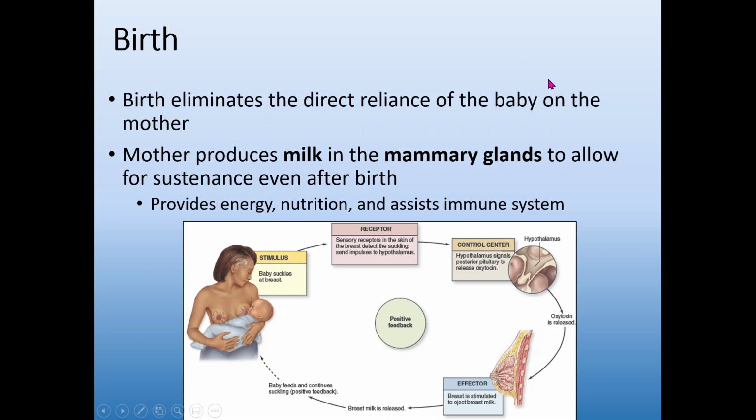All right. So birth is, of course, the final stage of gestation. This is where we are going to sever the direct reliance on the mother for all of its nutrition, oxygen, all of that. During gestation, all of that's coming through the placenta and being sent into the developing fetus. After it's born, we sever that direct connection.